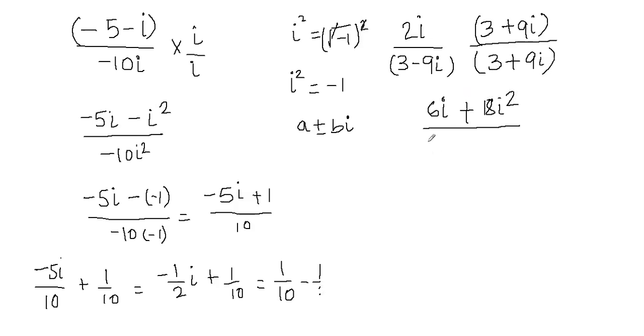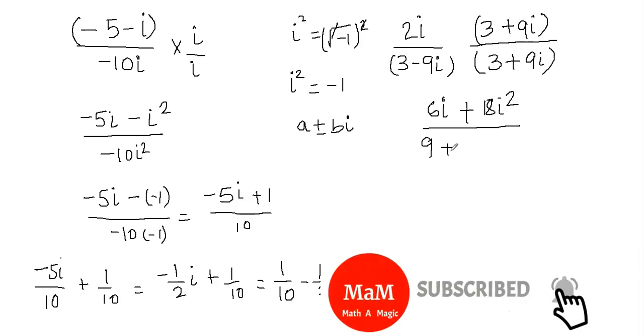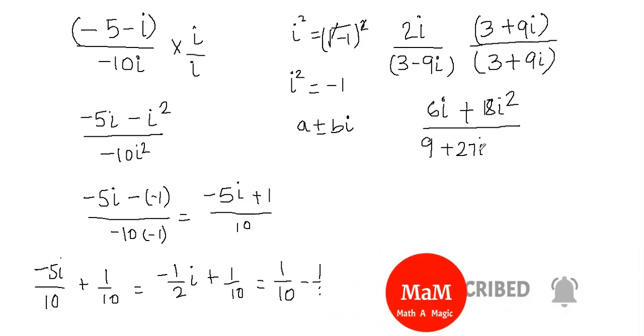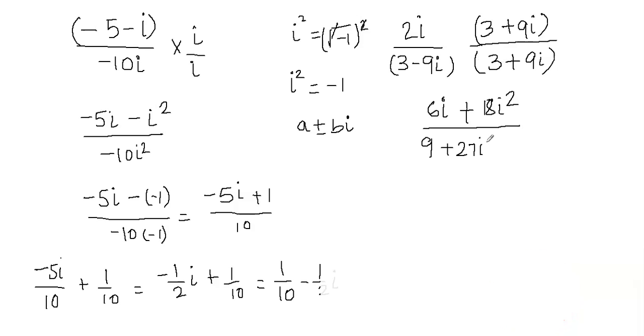Then 3 times 3 is going to give me 9. 3 times positive 9i is going to give me positive 27i. Then negative 9i times 3 is going to give me negative 27i. And then negative 9i times positive 9i is going to give me negative 81i squared. Notice that the middle terms cancel out each other. Positive 27i and negative 27i are going to cancel out each other. I'm going to replace i squared with negative 1.